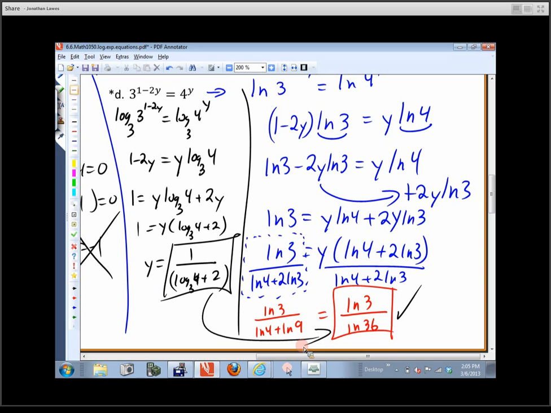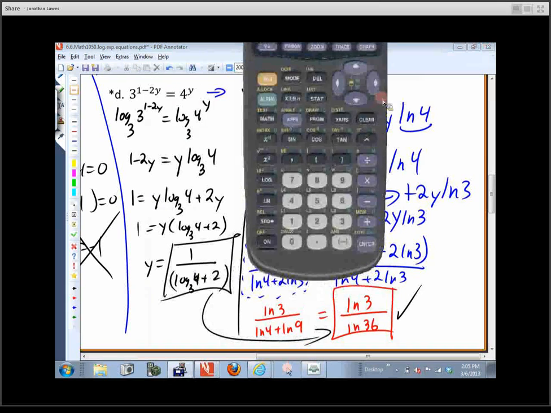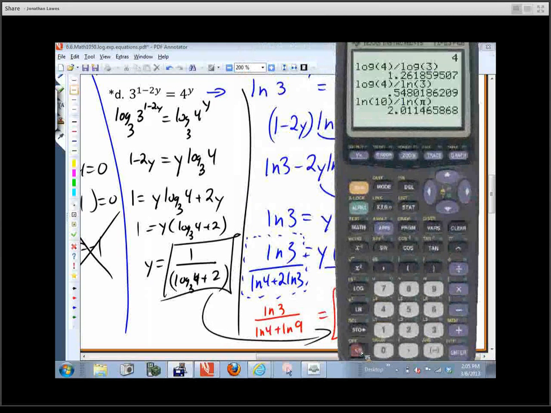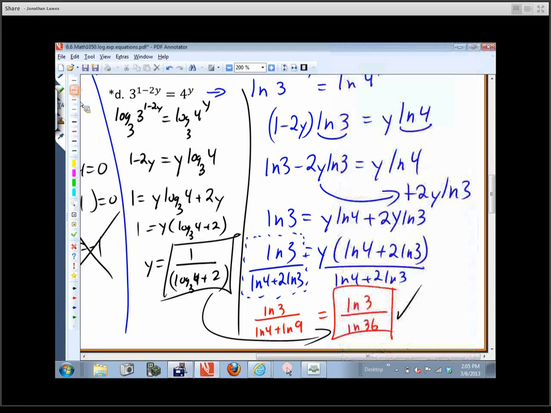Now, if we did this correctly, grab a calculator. This is the ln of 3 over the ln of 36, right? ln of 3 divided by the ln of 36. Okay, take that number, plug it in, it should make it true. Let's see if we get the same thing if we do this one. Now, this was a little bit shorter. What's wrong with this expression right here as far as checking it in the calculator? You can't do a log base 3, so here's what you'd have to do. You'd have to do ln 4 over ln 3 plus 2. That's what you'd have to type in the calculator.